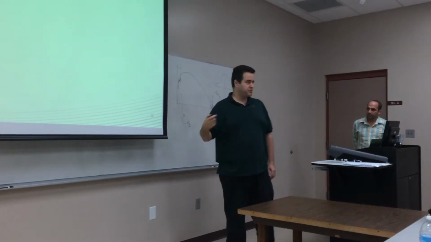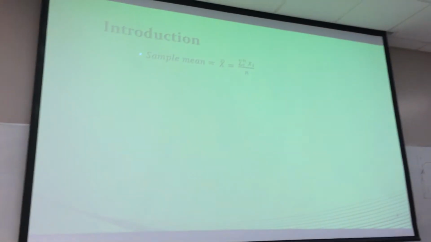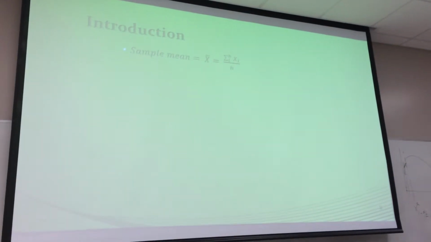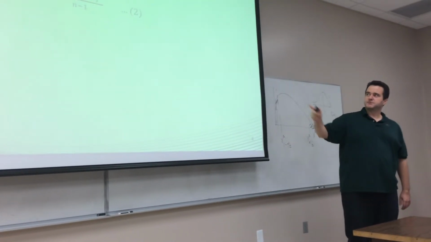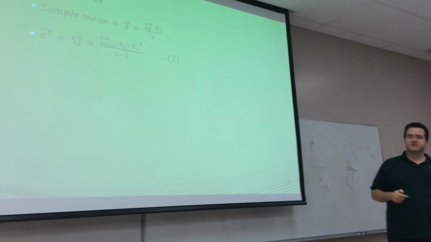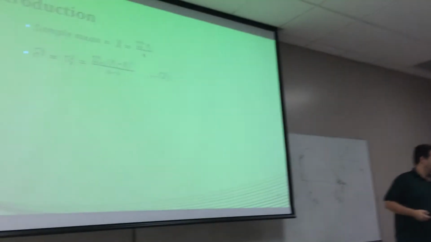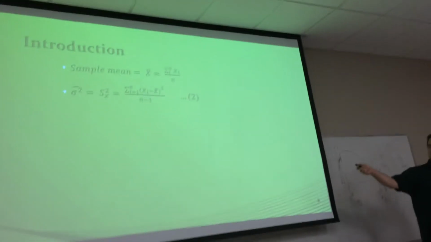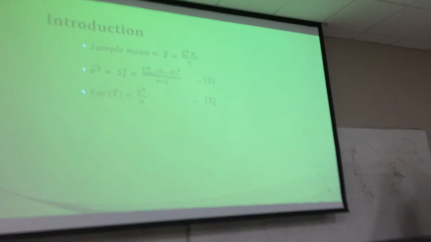So how do we build these intervals? We have our sample mean, x bar, which is our unbiased estimator. We've also got S squared, which is also an unbiased estimator, dividing by n minus 1. We have a variance of our sample mean, sigma squared over n.